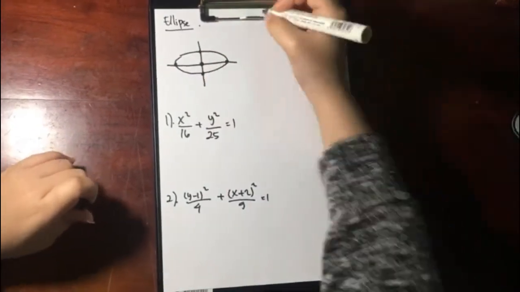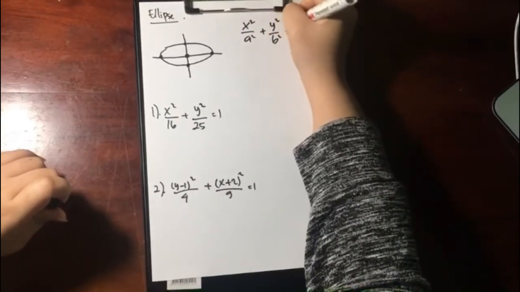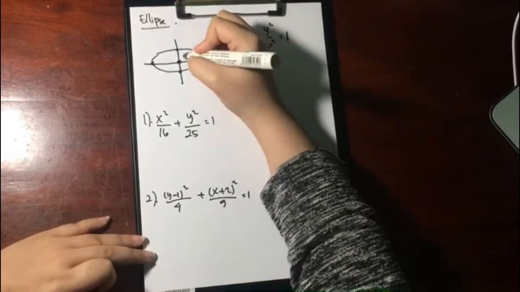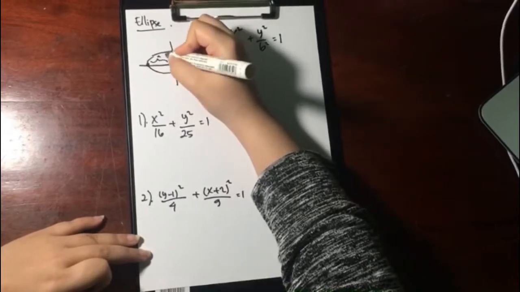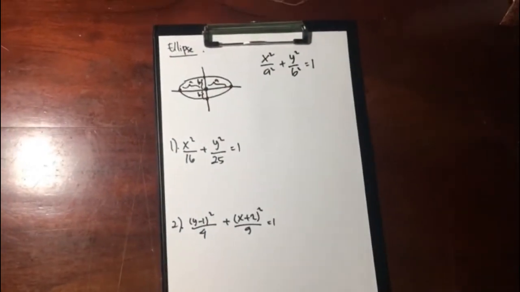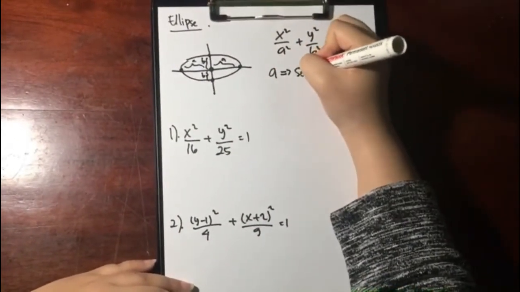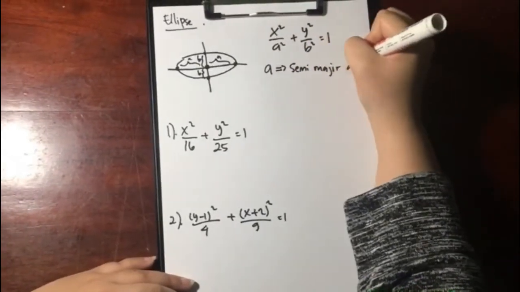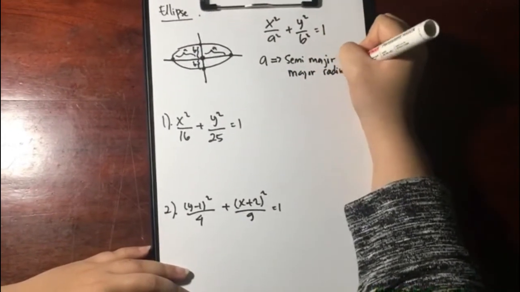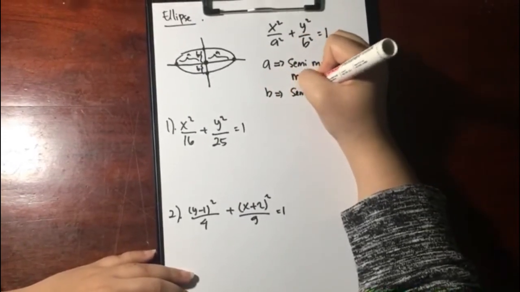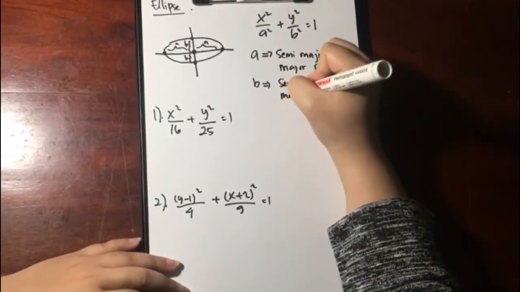So the general form of the ellipse is x squared over a squared plus y squared over b squared equals 1. So what are a and b? a is the x radius, so this is a, this is also a, and this is b, this is also b. a is called the semi-major axis, or we also call it the major radius, while b is called the semi-minor axis, or the minor radius.